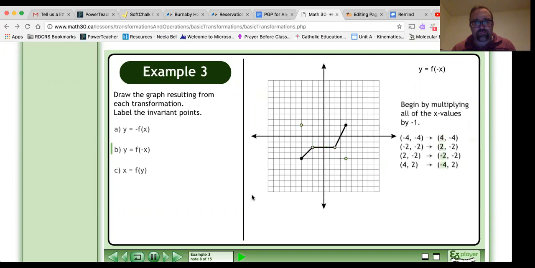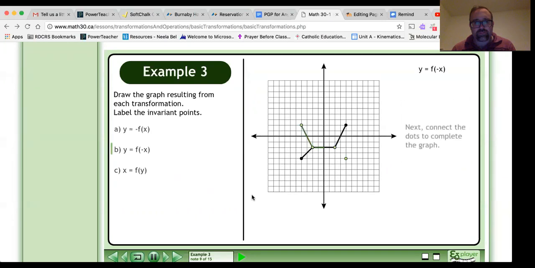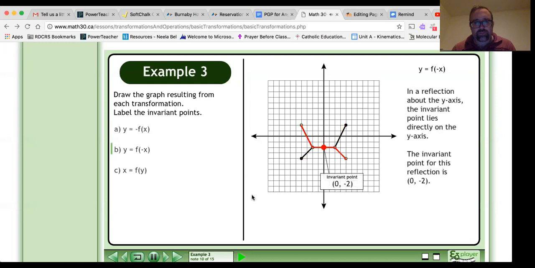Begin by multiplying all of the x values by negative 1. Next, connect the dots to complete the graph. In a reflection about the y-axis, the invariant point lies directly on the y-axis. The invariant point for this reflection is 0, negative 2.